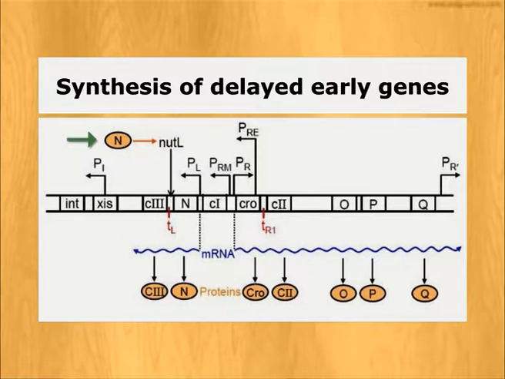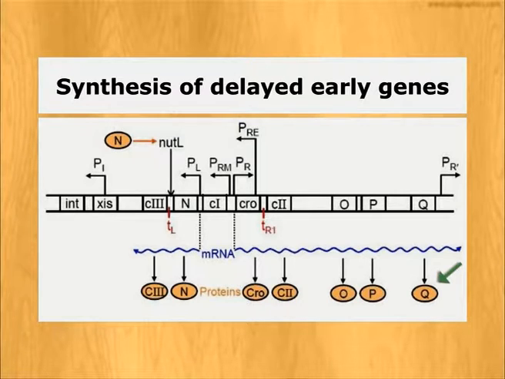Now, when N protein anti-terminates, transcription will proceed in the rightward direction as well as in the leftward direction. From the rightward direction, the proteins Cro, C2, O, P, Q will be produced. From the leftward direction, N, C3 will be produced.